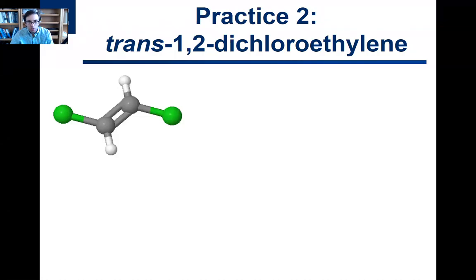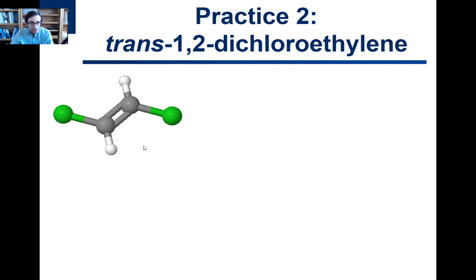All right, so just a few more practice examples of assigning point groups. Let's try this molecule here, trans-1,2-dichloroethylene. This is a planar molecule. There's a double bond between the carbons and two hydrogens and two chlorines in that orientation.